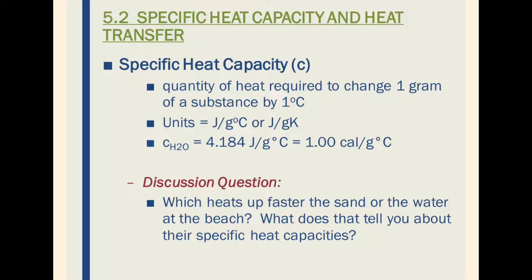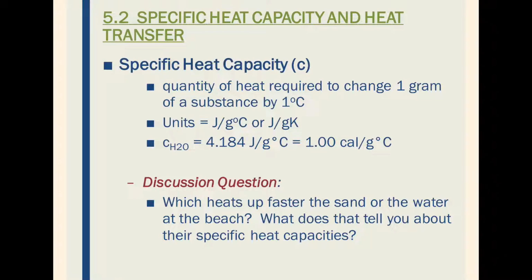Specific heat capacity is the amount of heat required to change 1 gram of a substance by 1 degree Celsius. So essentially this is a measure of how quickly the temperature of something can change. So things that have very, very high specific heat capacities will change temperature much more slowly than things that have very low specific heat capacities. So these are essentially constant values for different substances.